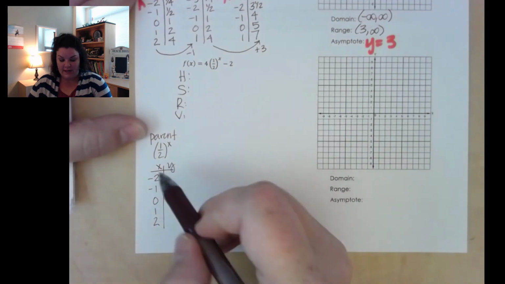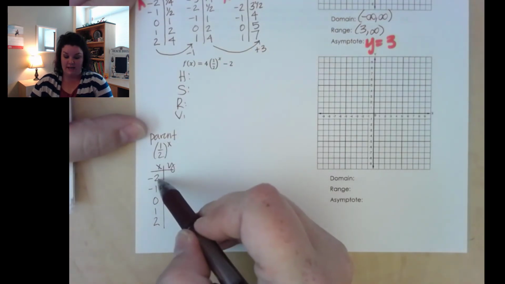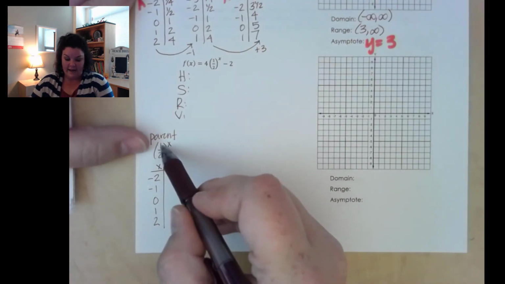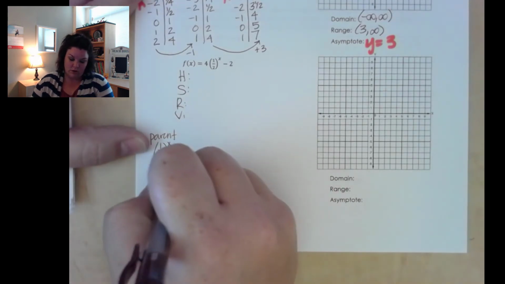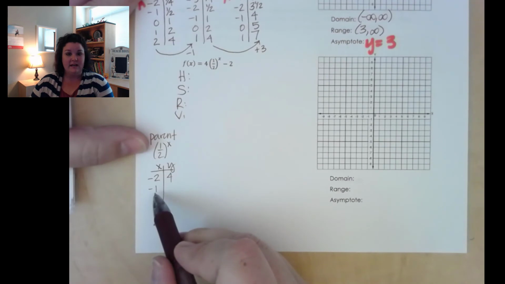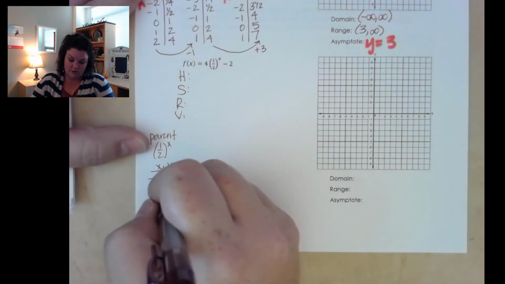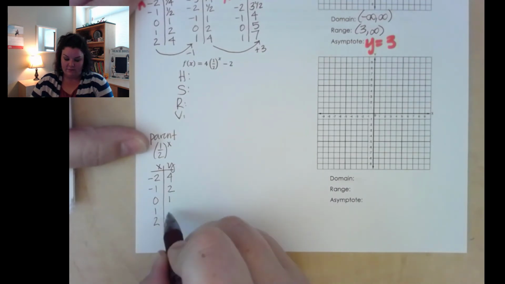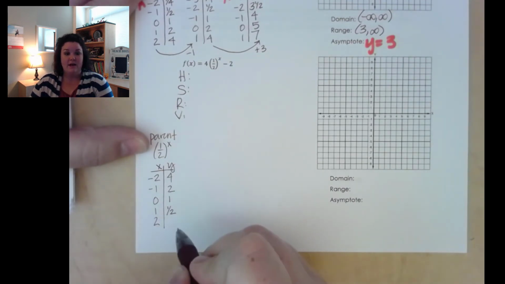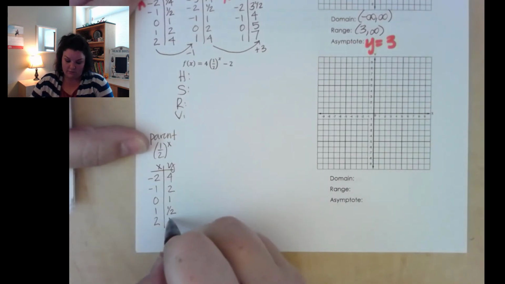So when I apply these numbers to the exponent, 1/2 to the -2, that's going to flip it and square it, which will give me 4. 1/2 to the -1 is going to flip it, which is 2. 1/2 to the 0 is 1. 1/2 to the first power is 1/2. And 1/2 squared is 1/4.